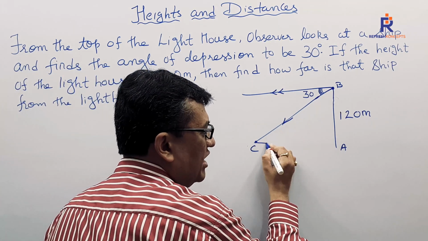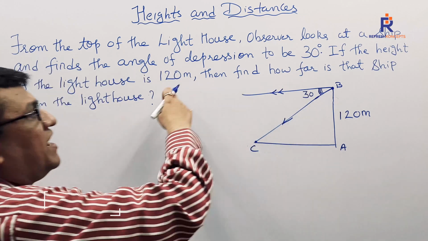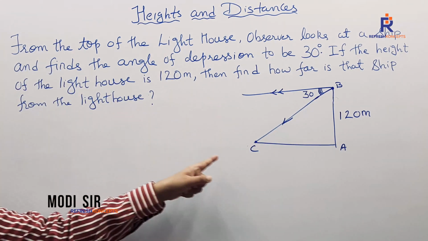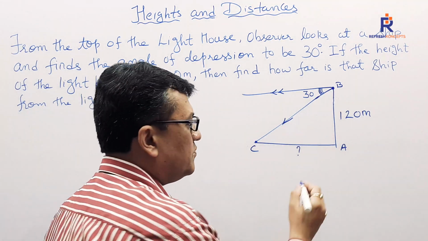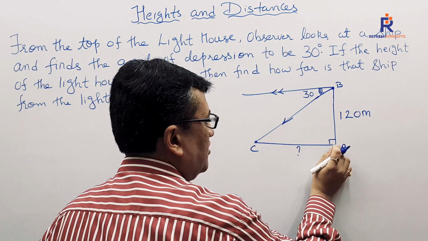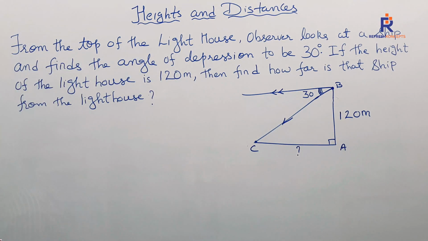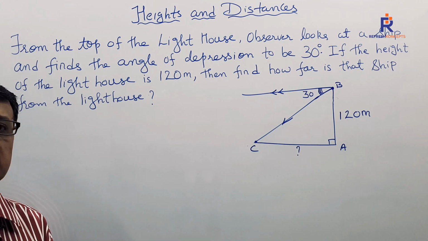I intend to find out what the sum demands. How far is the ship from the lighthouse? We need to find out this distance. We need to find out AC. Moreover, we can say that the lighthouse is also perpendicular to the surface of the sea or ocean, wherever it is.